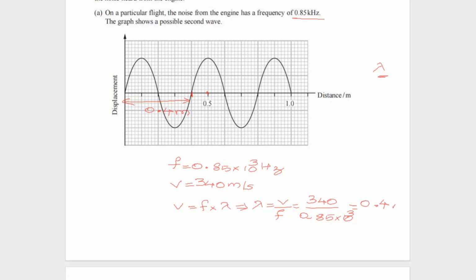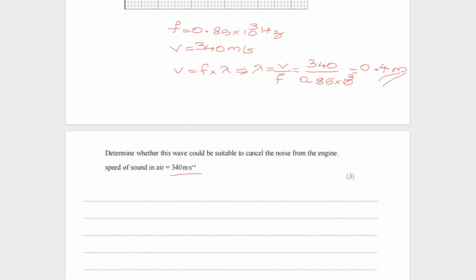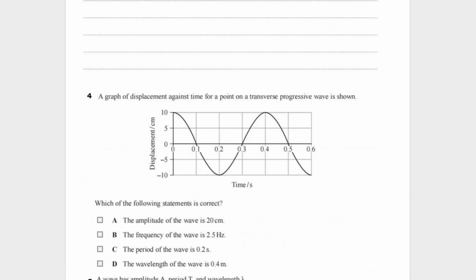0.4 meter as the wavelength, which means that both the wavelength you calculated for the noise from the engine and the wavelength given in this possible second wave are the same, which means that this second wave can cancel the noise from the engine.